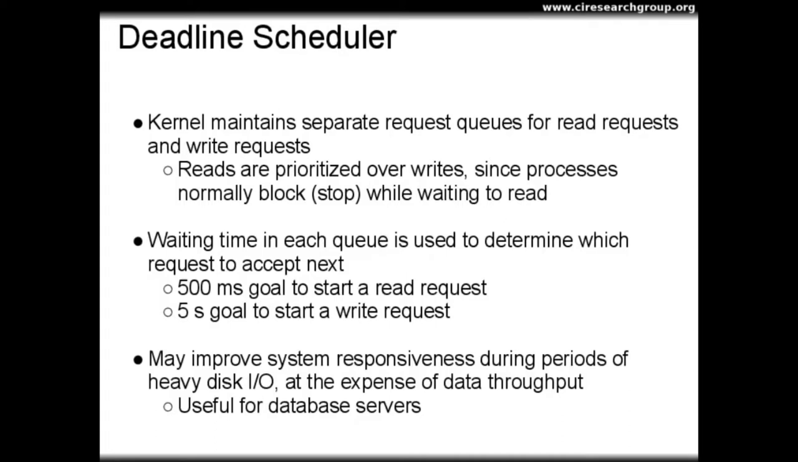The waiting time in each queue with the deadline scheduler is used to determine which request will be scheduled next. A 500 millisecond request time is the goal for read requests. This is the time it would take to start the request, with a 5-second goal to start a write request. This scheduler may improve system responsiveness during periods of heavy disk I/O at the expense of data throughput, since each request has a deadline, and the longer a request has been waiting, the sooner it will be scheduled.